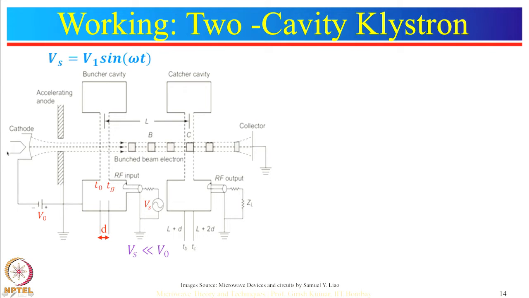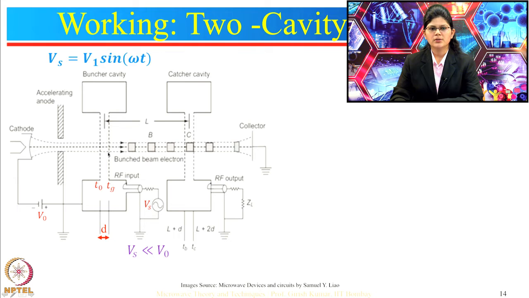So, this is the cathode, this is the collector, this is the input cavity or buncher cavity, and this is the catcher cavity or output cavity. The input RF signal is applied here and the output signal will be taken from this. These gaps are of the input cavity and output cavity. These gaps are called the microwave interaction region. In this region, electrons will interact with the microwave field present in the cavity.